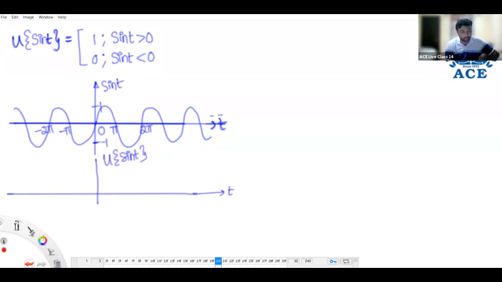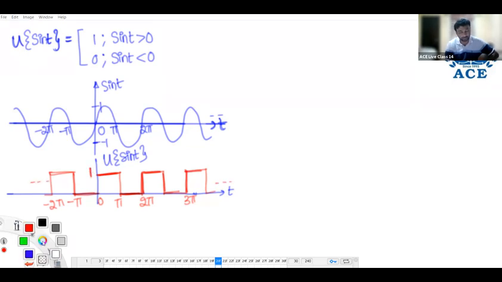Sin t greater than 0 means for a positive half cycle of the sine wave, for that interval, the new amplitude is 1. So 0 to pi range. Sin t less than 0 indicates the negative half cycle of the sine wave, its amplitude is 0. For all positive half cycles, it is 1. For all negative half cycles, it is 0.